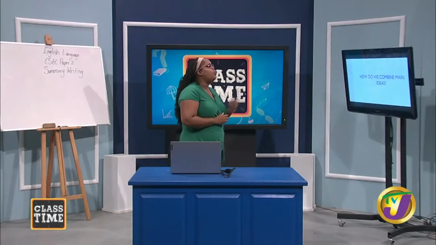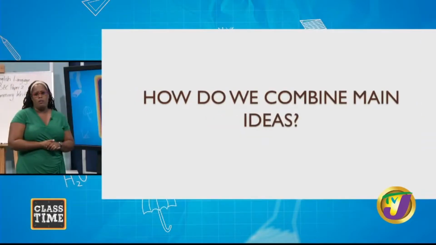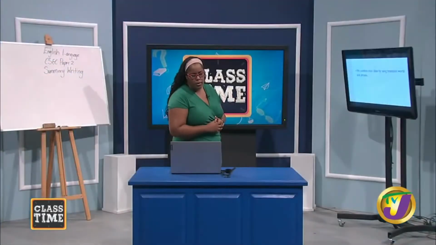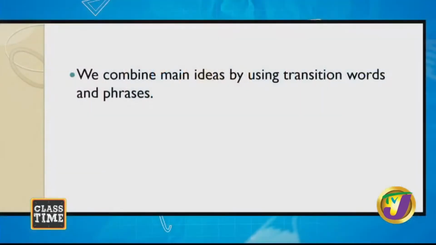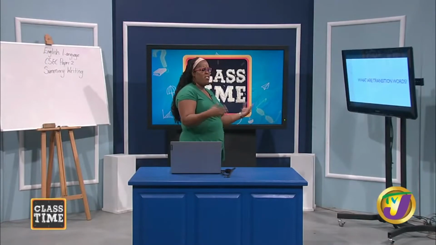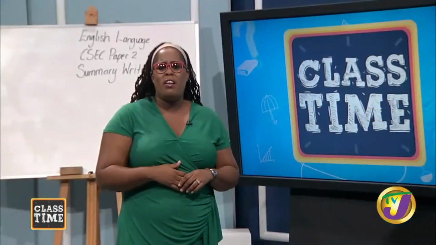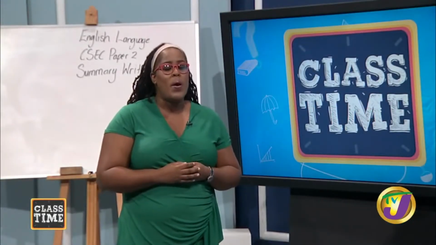All right. How do we go about combining main ideas, right? As I said, do we just smash them together? No, right? There is a particular technique that we may use to combine the main ideas, right? And we combine main ideas by using transition words and phrases. All right. Now, we are then going to ask ourselves, what are transition words or phrases? How do these transition words and phrases help my main ideas to be more coherent? That is what we're going to learn.